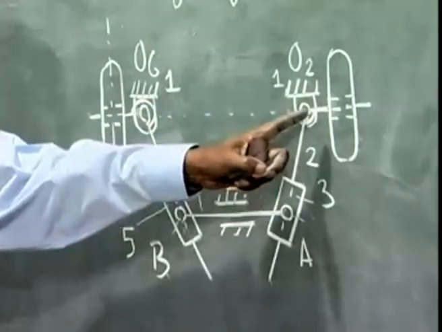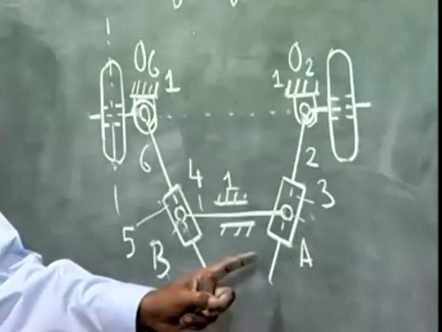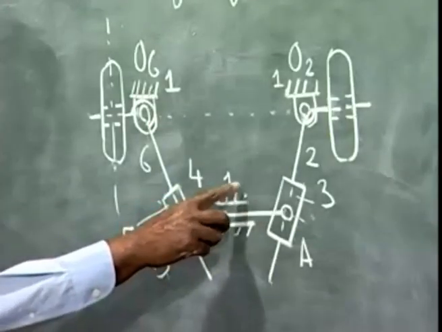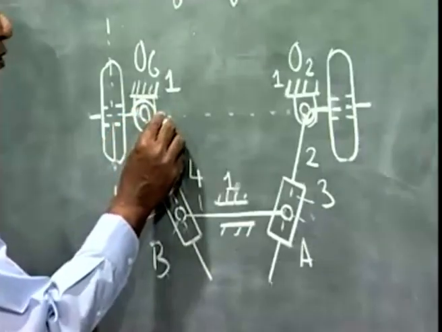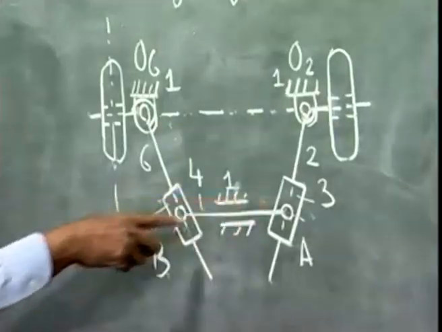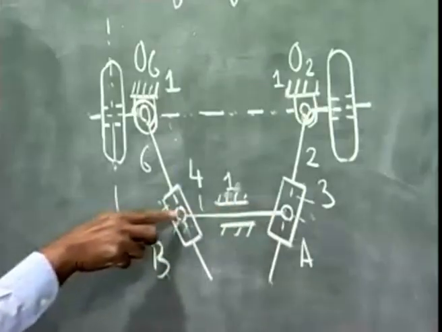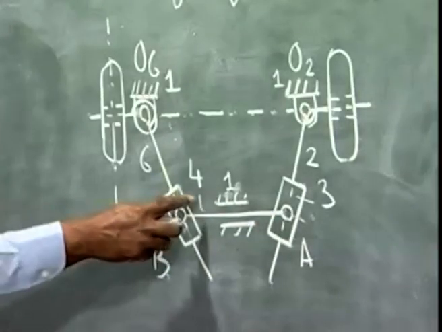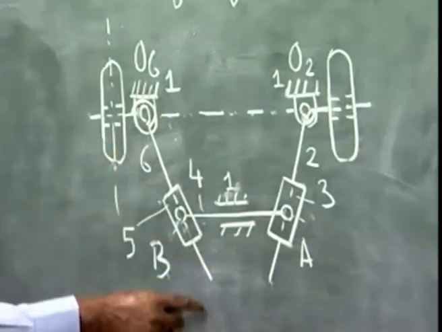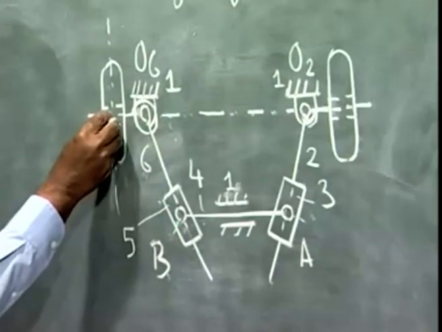1, 2 is the axle of the inner link, 3 is this block in which this link 2 can slide, link 4 is this rod, this link, which can slide in the body of the automobile parallel to the direction of O2, O6. Link 4 is in sliding motion with respect to link number 1, that is body of the automobile. There is a prismatic pair here. Link number 4 has a revolute pair with link number 5, and link number 5 has a prismatic pair in this direction with link number 6, which is nothing but the axle of this outer wheel.